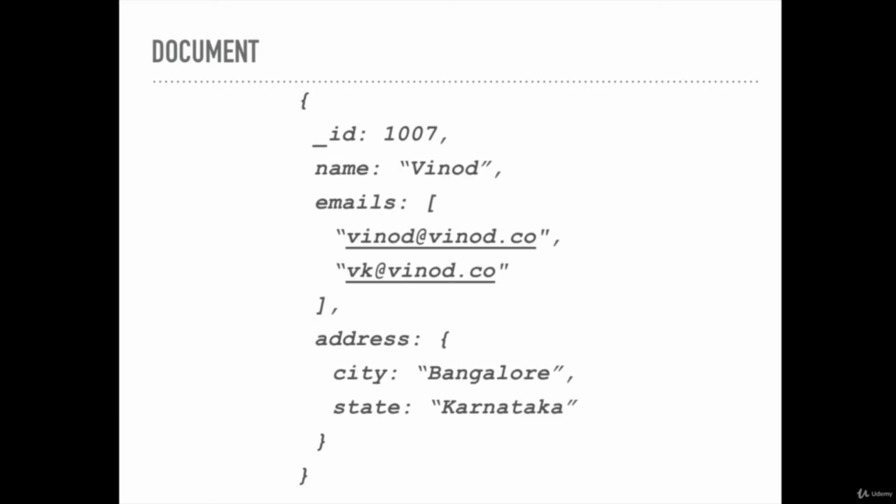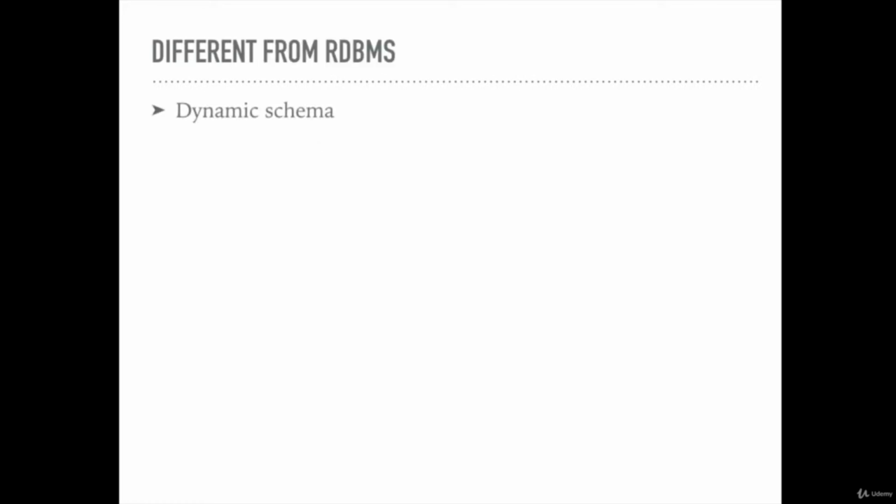As I mentioned earlier, a document is a group of field value pairs. Fields are equivalent of columns in a table. Value of a field may be string, number, boolean, arrays, or even another object. Each document of a MongoDB collection must have an underscore ID field, and if you don't provide one, MongoDB itself will assign an auto-generated value of a type called object ID.